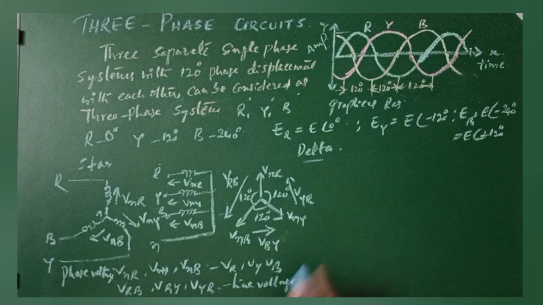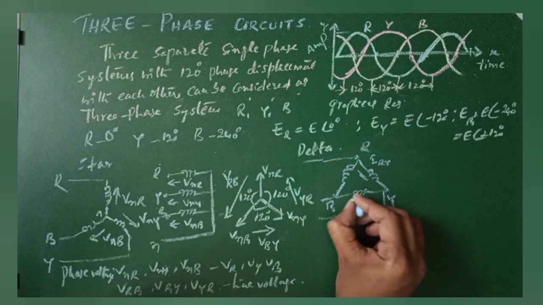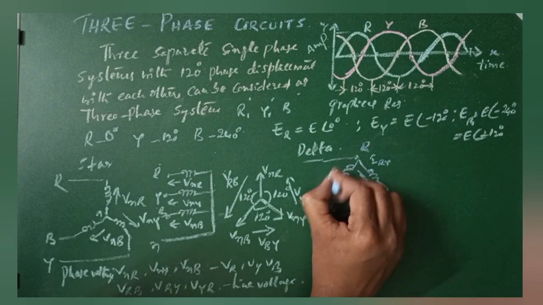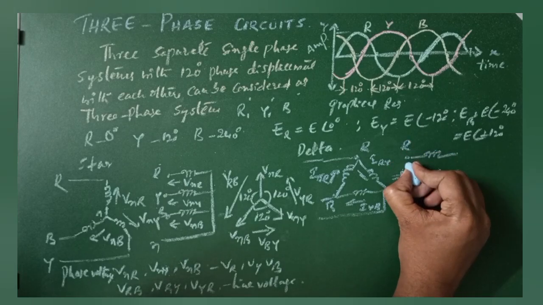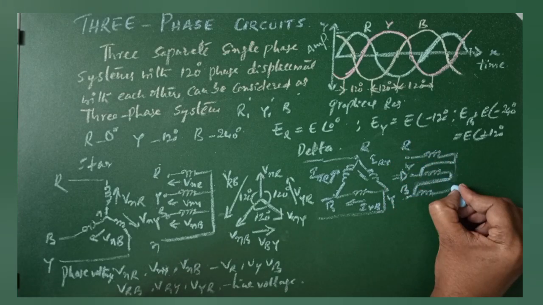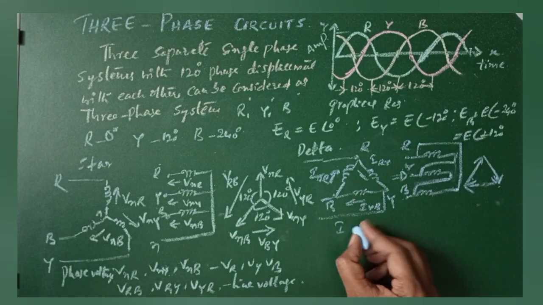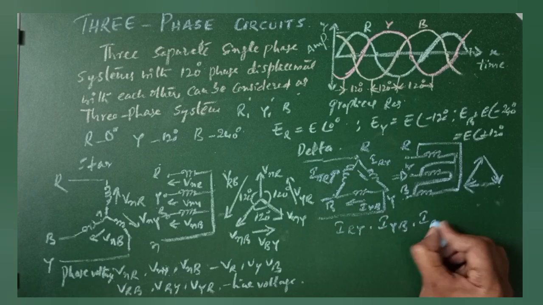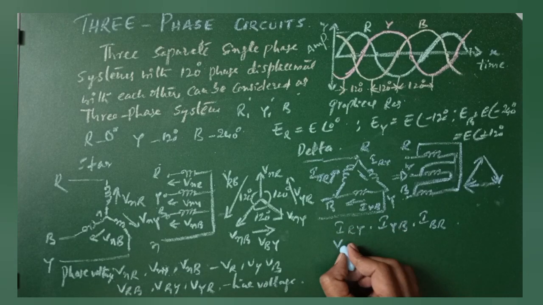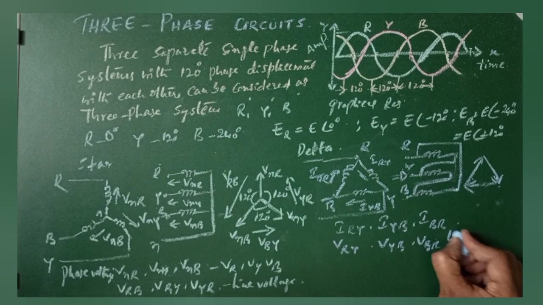Consider delta configuration. I_RY, this is I_YB, and this is I_BR. We can represent this delta connection as phase windings. Now the vector. Here we have considered the line currents I_RY, I_YB, I_BR. Then the voltages representing the lines V_RY, V_YB, V_BR are the line voltages.